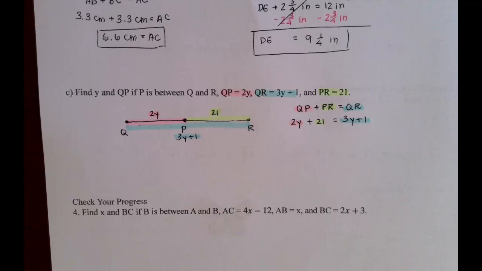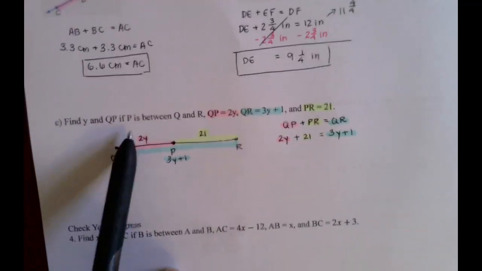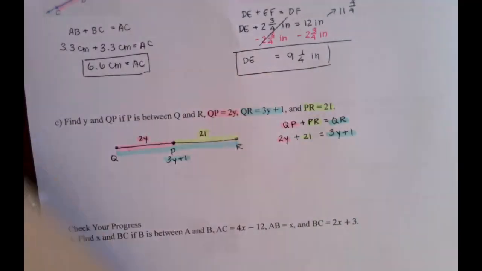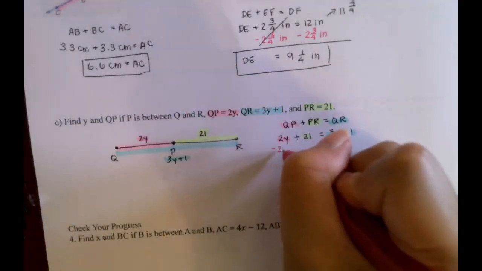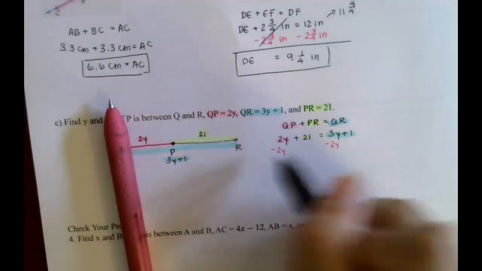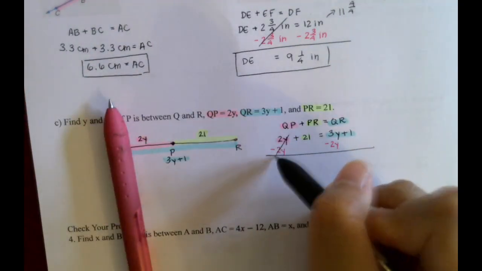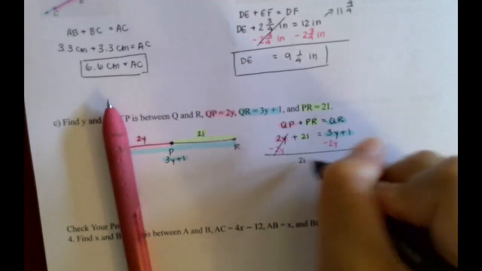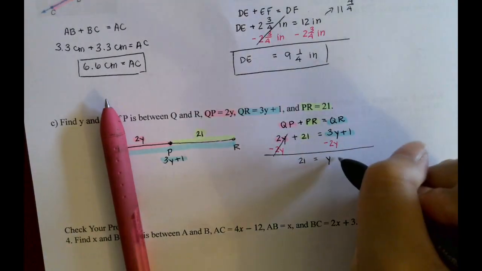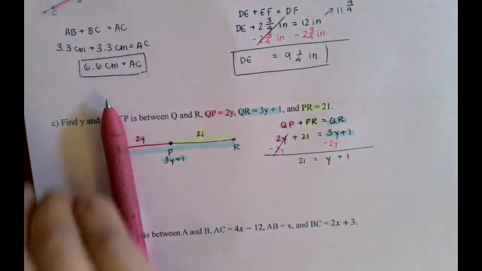Okay, so then I'm just going to solve for Y, and then later plug it back in to find QP. Okay, so I'm going to move all the Y's to be together, so I'm going to subtract 2Y here. 2Y minus 2Y is 0. 0 plus 21 is just 21. 3Y minus 2Y is now 1Y. And then drop the plus 1 below.